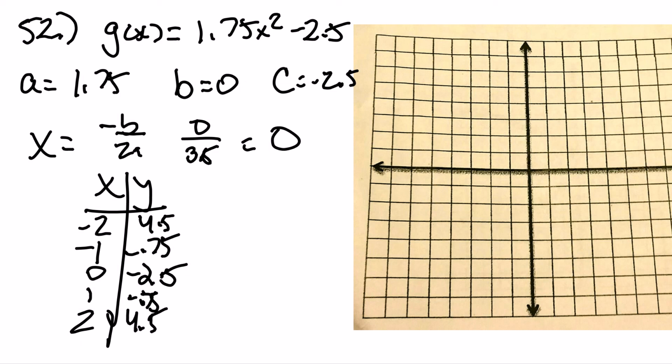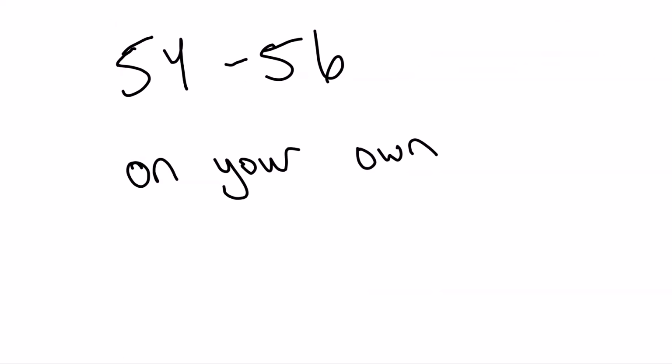Alright, so I go 0, negative 2.5. I go 1, negative 0.75. It's like 3 quarters. Exactly 3 quarters. Negative 1.75. I go 2 up to 4 and a half. And that's it for 52. Alright, I want you to do 54 and 56 on your own.